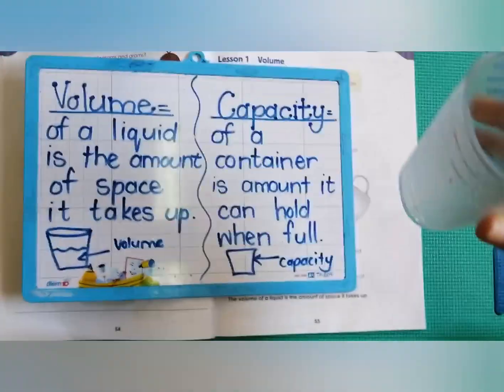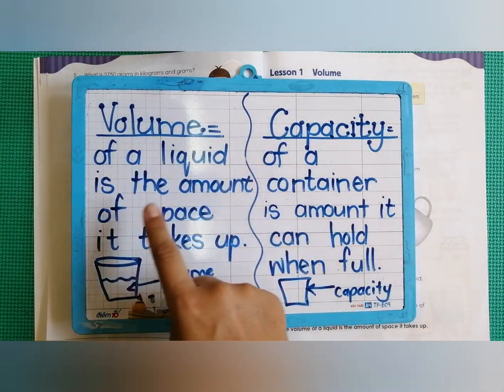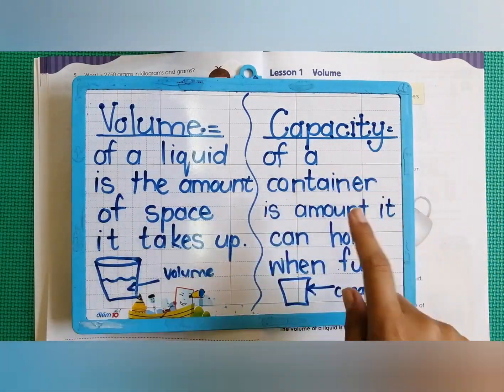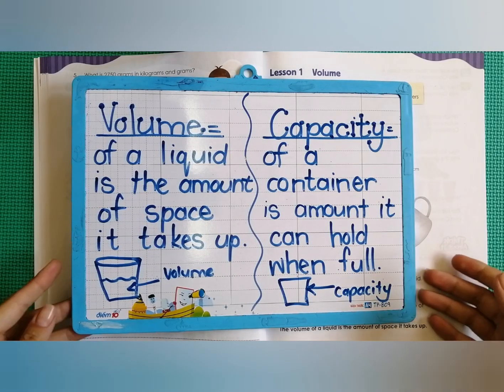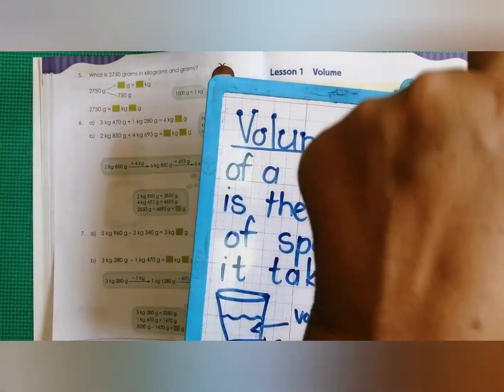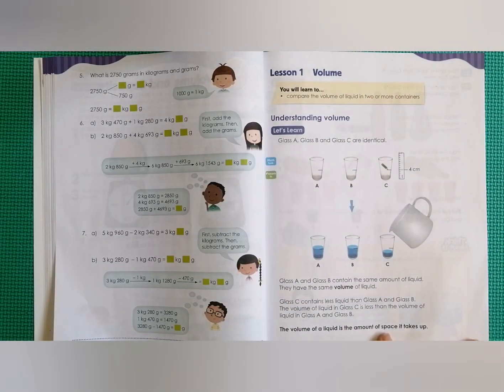Okay? Let's read it again. Volume of a liquid is the amount of space it takes up, and the capacity of a container is the amount it can hold when it is full. Do you understand that? I hope so. Okay, I'm going to keep that just over here so that I can remind you about it just now. So let's look at the examples, and I hope you can understand.